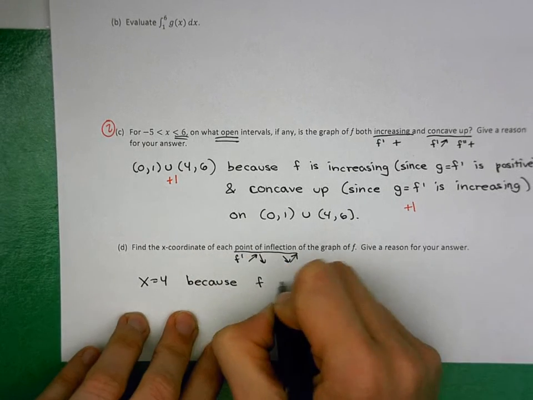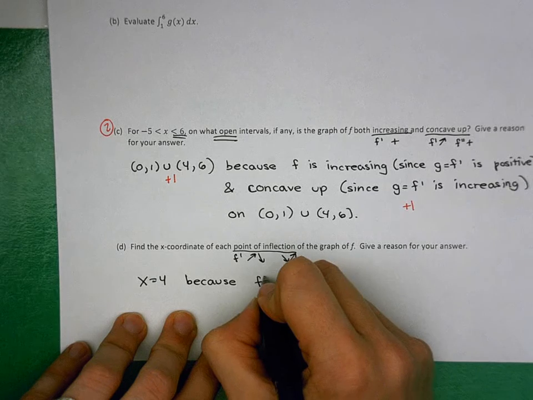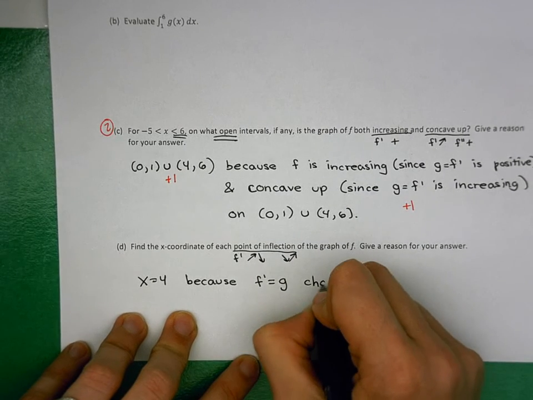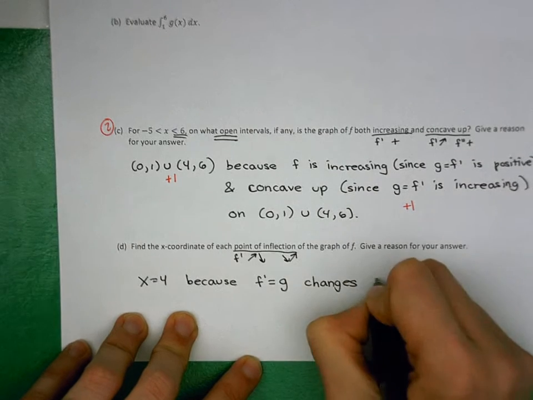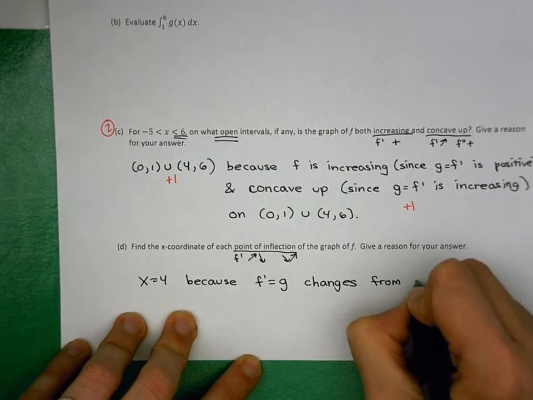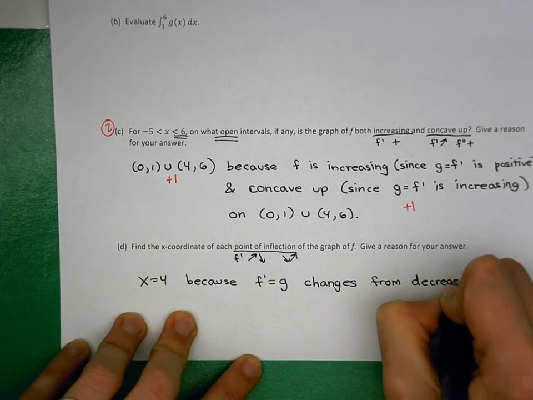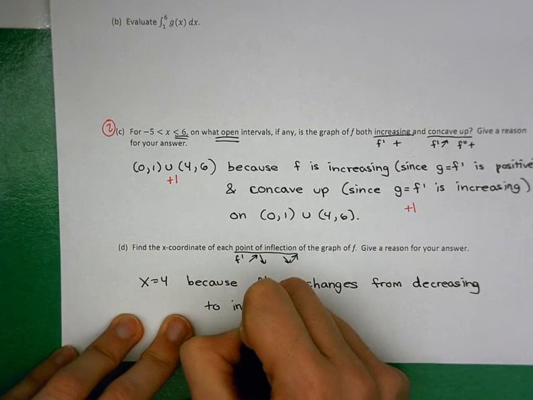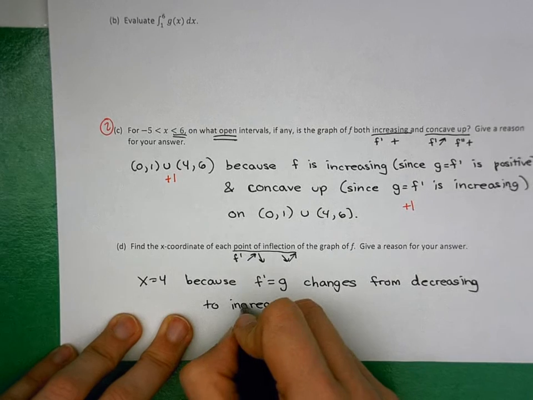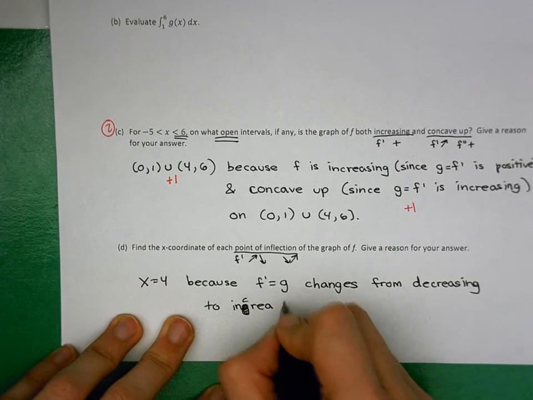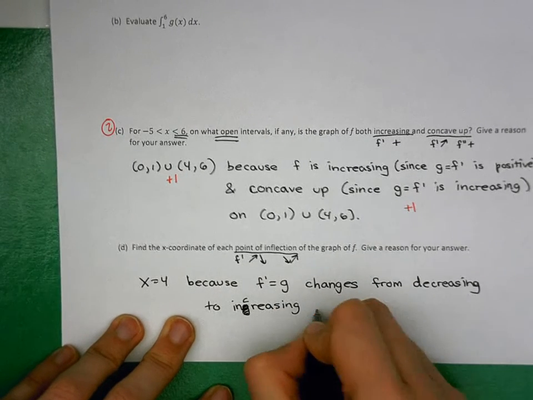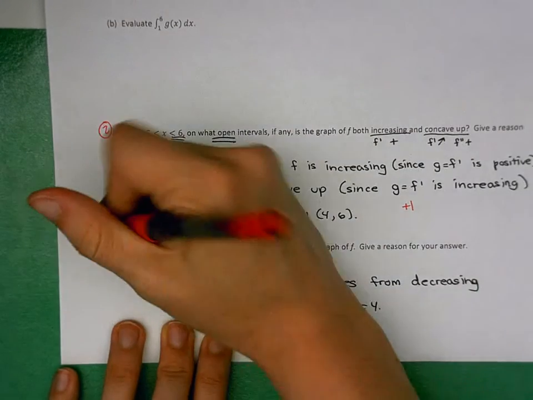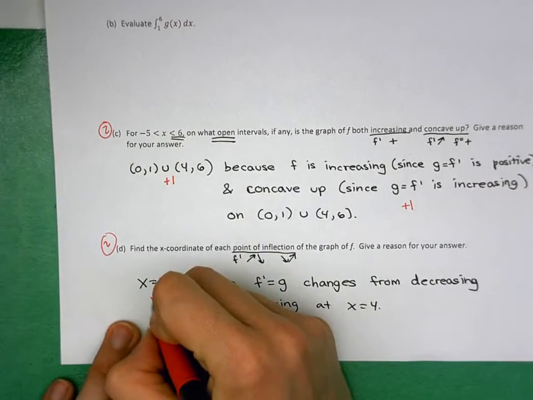Because f prime, equals g, changes from decreasing to increasing. Whoops, increasing, sorry. Increasing at x equals 4. 2 points, 1 for your answer, 1 for your reason.